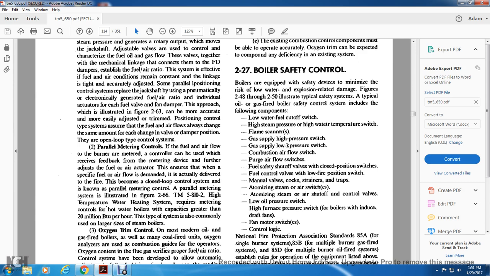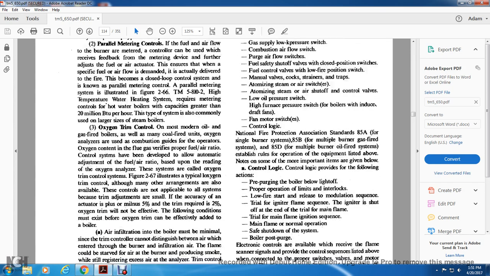TM 5-810-2. High temperature water heating systems require metering control for hot water boilers with capacity greater than 20 million BTUs per hour. This type of system is commonly used in large steam boilers.